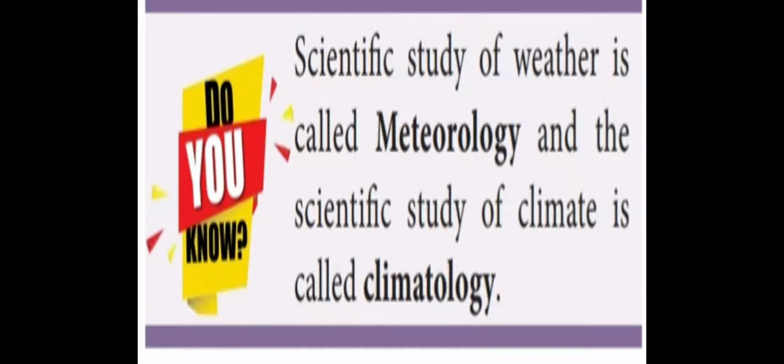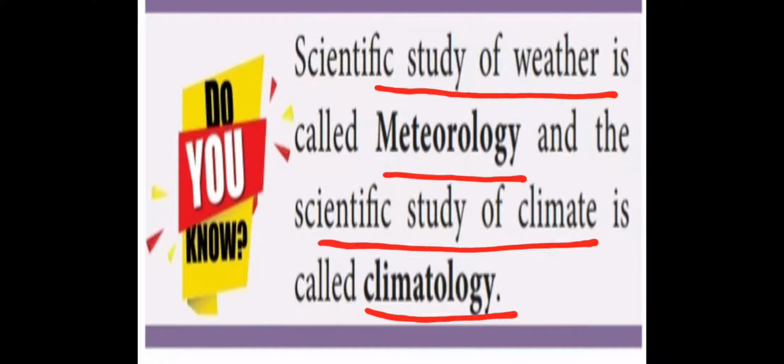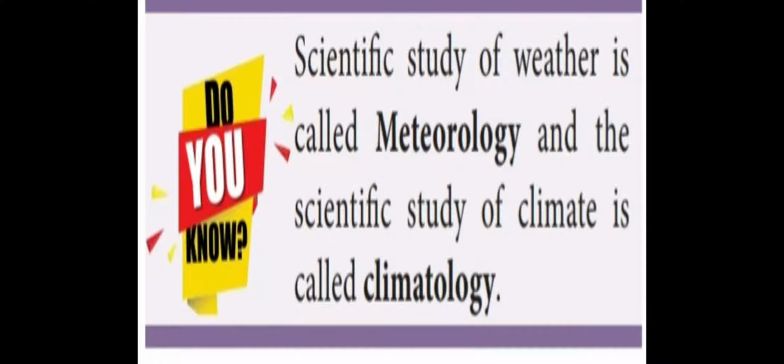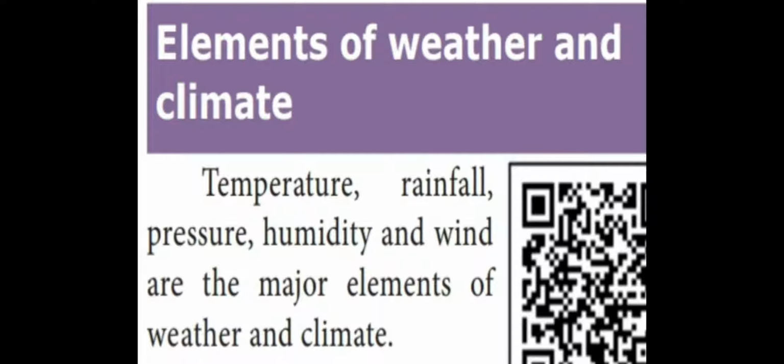See, scientific study of weather is called what? Meteorology. And the scientific study of climate is called what? Climatology. Very easy. Weather is meteorology. The scientific study of climate is called what? Climatology. Fine. Next we are going to see the elements of weather and climate. What are the elements of weather and climate? Temperature, rainfall, pressure, humidity and wind are the major elements of weather and climate.